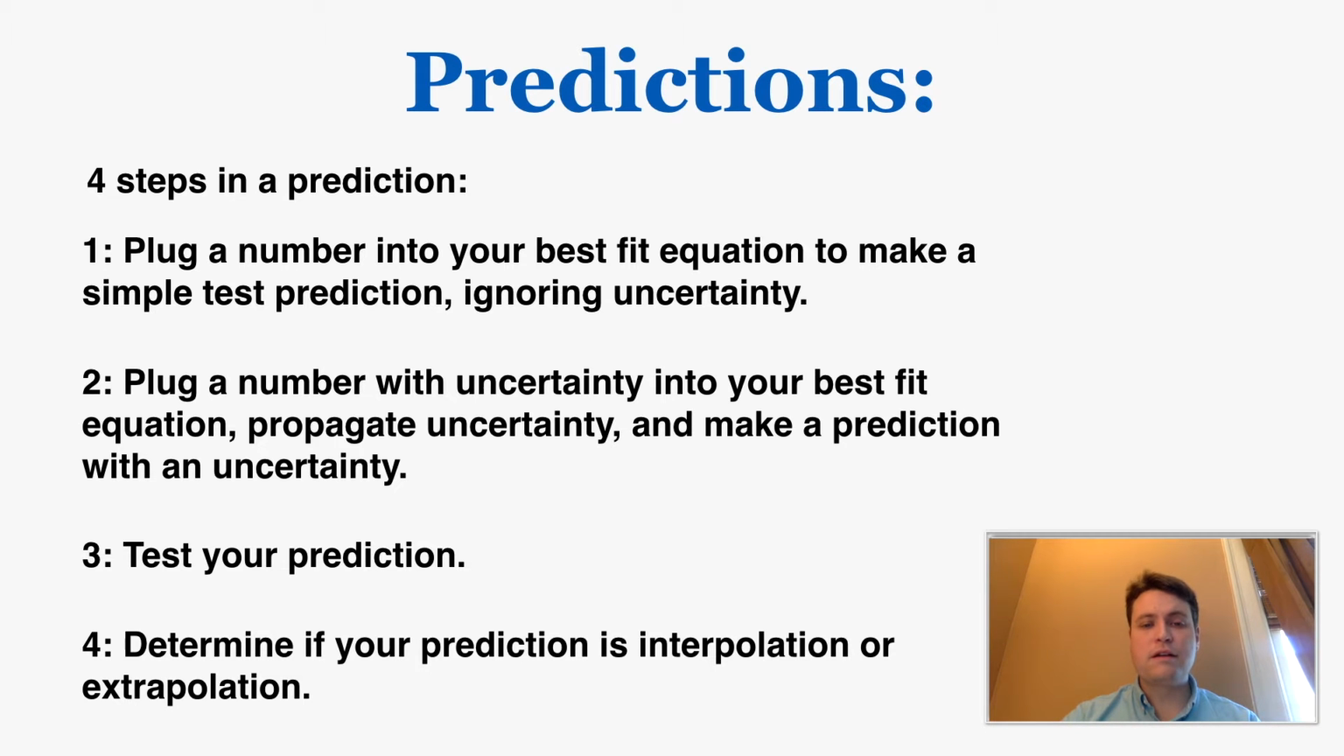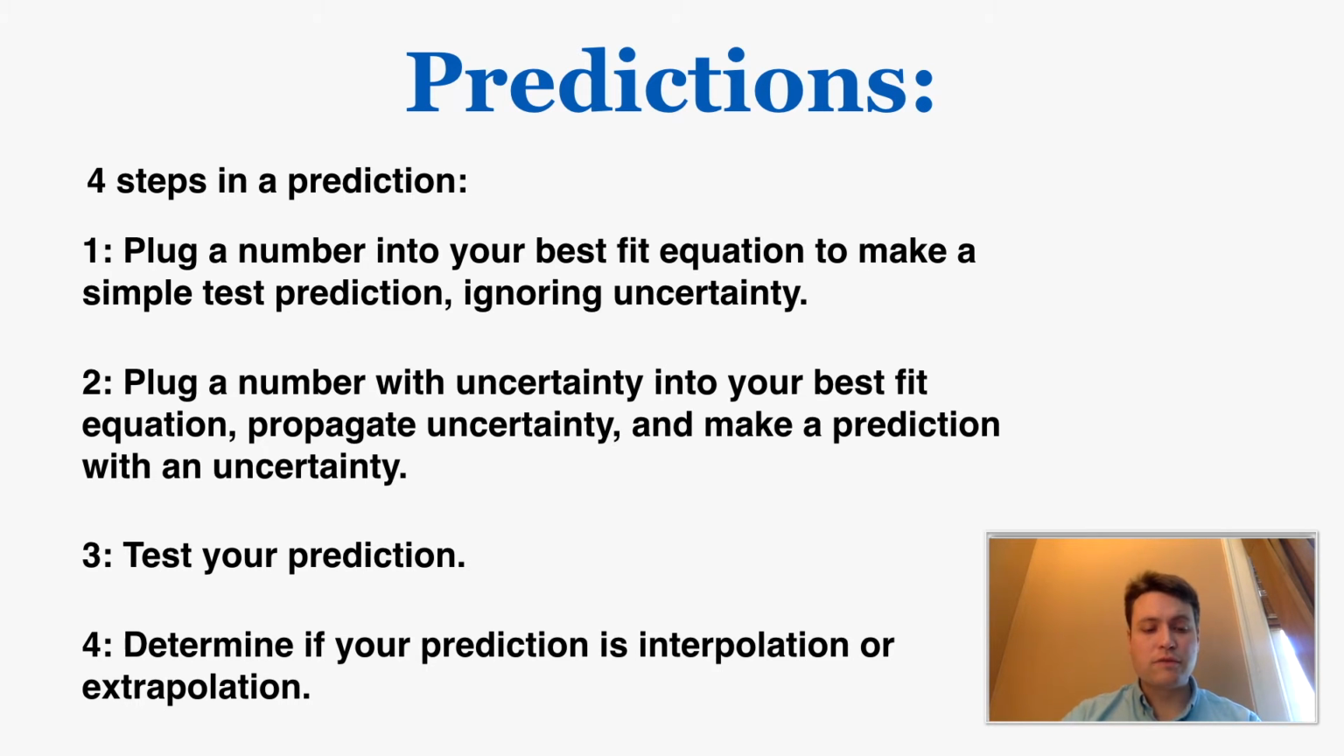The first step is to just plug a number into your best fit equation to make a simple test prediction ignoring uncertainty. So you're going to plug that number in, ignoring all the uncertainties in your measurements and in your best fit equation, just to get a rough idea of what it's predicting. You're then going to do the same thing, but include the uncertainties. And because you're including uncertainties, you'll need to propagate the error in each measurement and come up with a prediction that includes uncertainty. You're then going to test your prediction and see if it's within the range of what your prediction is saying. And then finally determine if your prediction is interpolation or extrapolation. Basically, whether your prediction is inside the range of what you've already tested or whether it's outside of it.